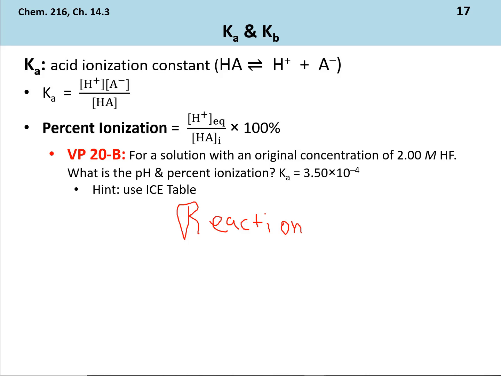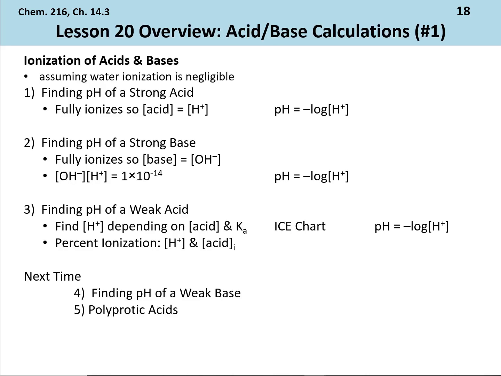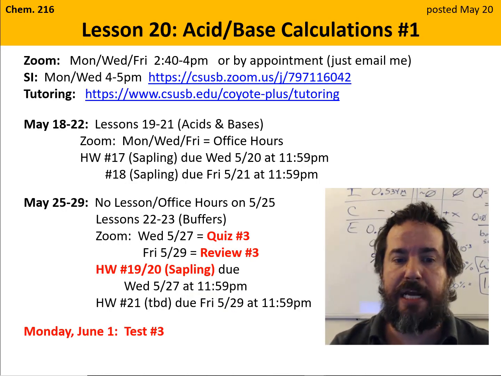So that is it for this lesson. We went through strong acid, we went through strong base, and now we've gone through weak acid. Next time we'll move on to weak base, and then we're going to talk a little bit about something called polyprotic acids. So that's lesson 20.